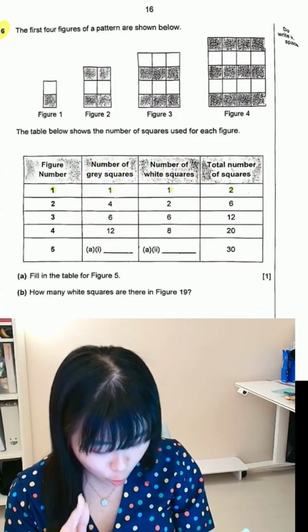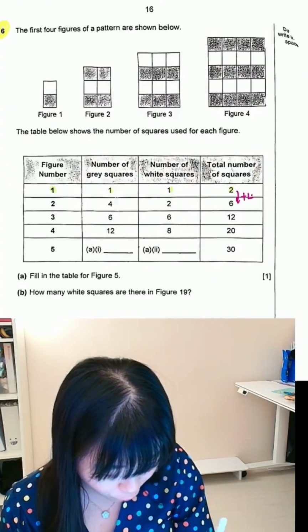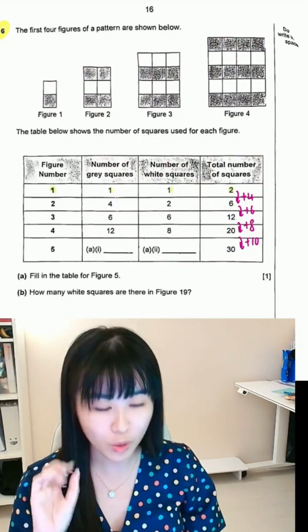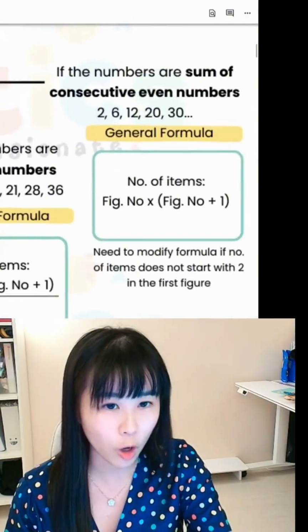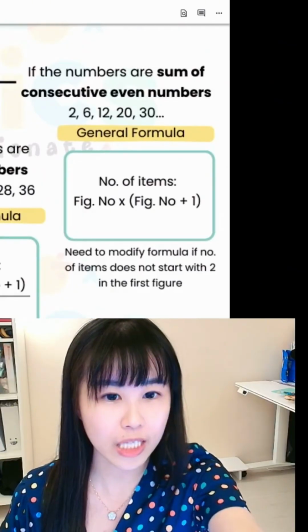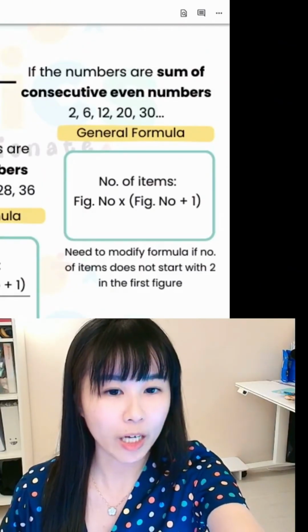Okay? I know at the moment when you see like that, you plus 4, plus 6, plus 8, plus 10, right? This is one of the formula that is likely to be tested. So there is this number pattern, which is what we call consecutive even number. So what does it mean? You see the number, 2, 6, 12, 20, 30. Why are they called consecutive even number?